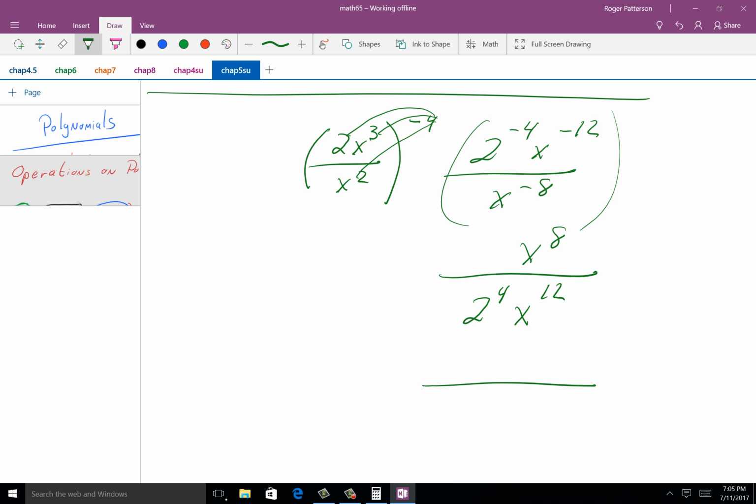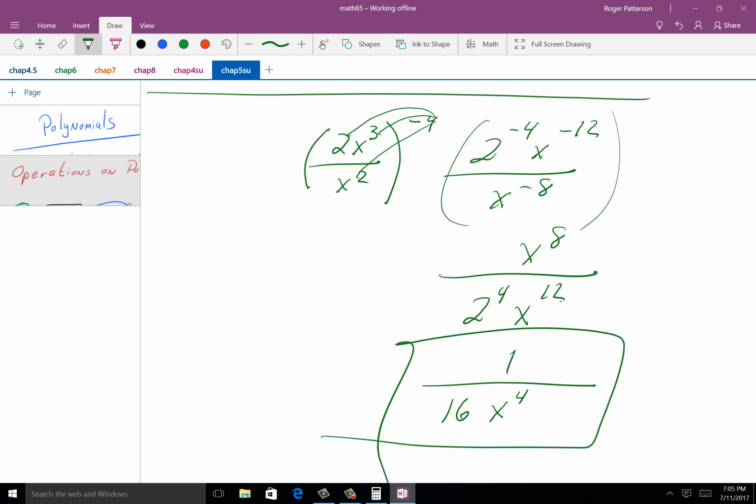Okay, so 2, I know that's 16, I already did one of those. X to the 8th, x to the 12th is going to give me x to what power, and where is it going to be? Bottom, and x is going to be to what power? 4, good. All right, good job. Why does this 2 to the 16 line up on the bottom? Because 2 to the negative 4th is on the top. Oh. So it's going to go on the bottom, right?